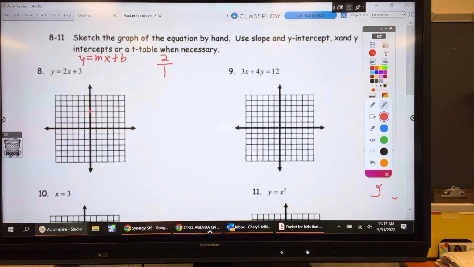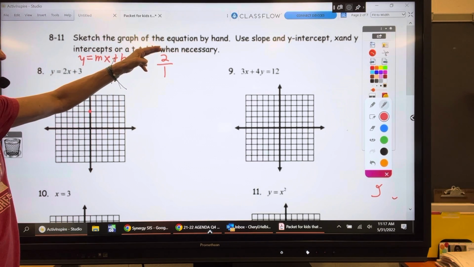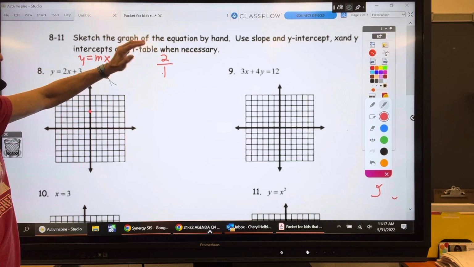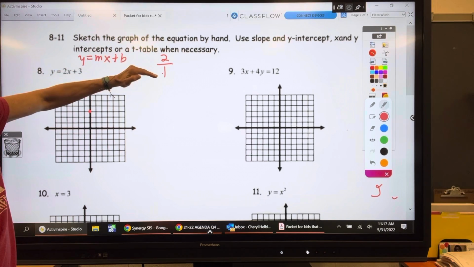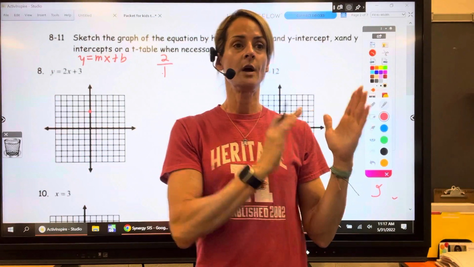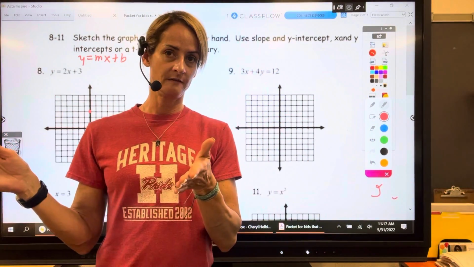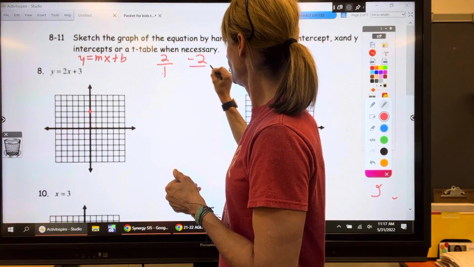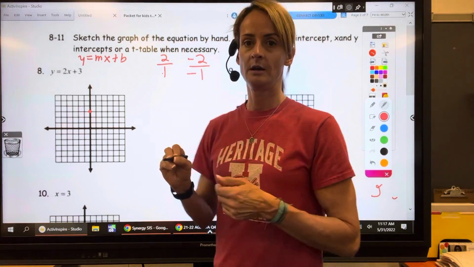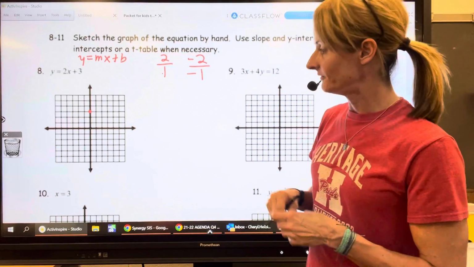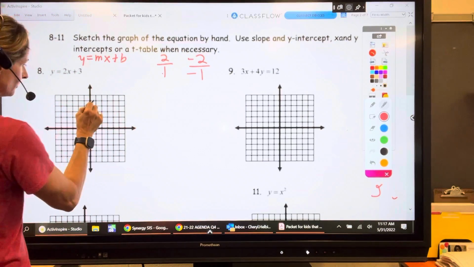And from there, we're going to get the rest of our points on our line. The slope is 2, so this is up 2, right 1. This is a positive number, so we can go up and right. Because every time you go up or every time you go right, it's positive. If you go down or left, it's a negative. So I could also go down 2 and left 1, because that's also a positive 2, okay?